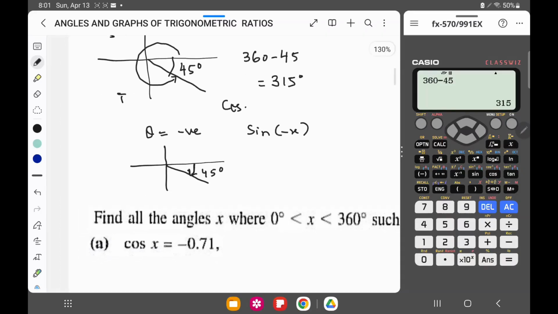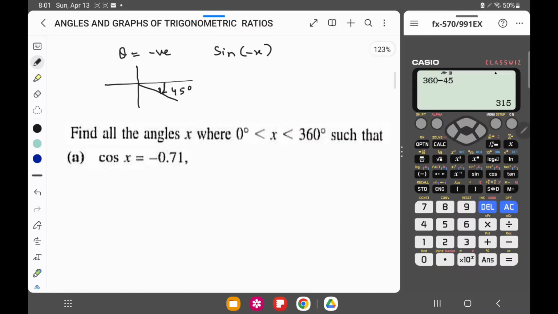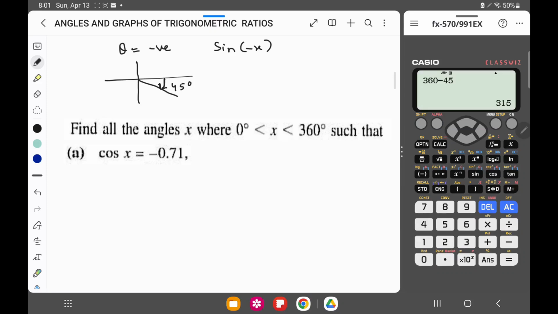Let's start the questions now. Find all the angles. I have gathered many examples together, so it's not a problem for you whenever you solve these questions. Find all the angles x where your angle is between 0 and 360 degrees. It means sine, cos, tan, everything you are going to find out. I'll tell you in detail. Number 1, cos x is equal to minus 0.71.